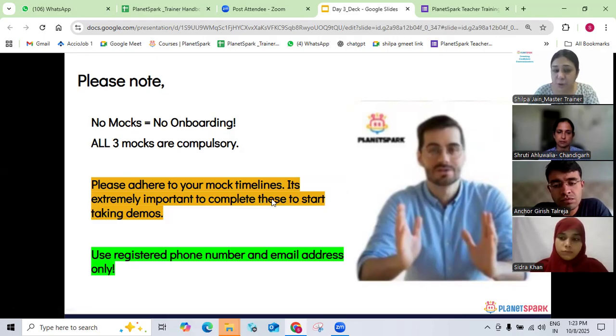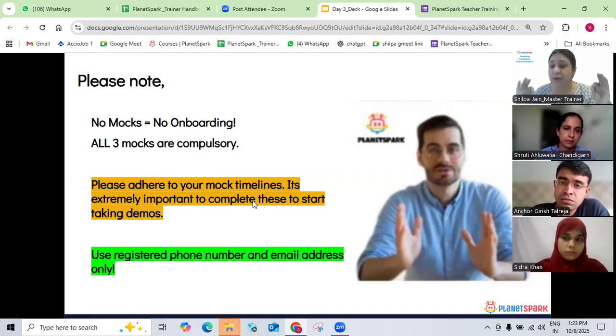Please adhere to your mock timelines. No queries, no requests would be entertained like, ma'am, Friday I was busy, I couldn't attempt my mock 1. Can we do it on Saturday? Even if you write a mail, no such queries would be entertained. Deadlines are the deadlines and you have to stick to the deadlines.